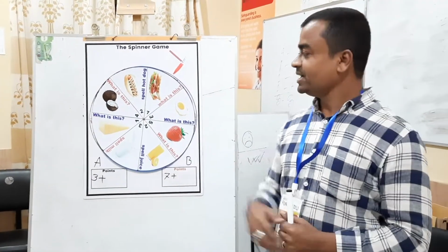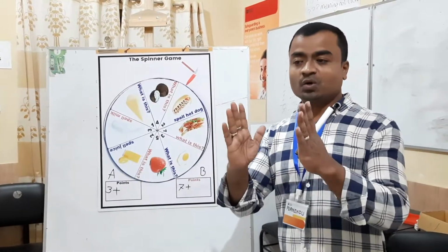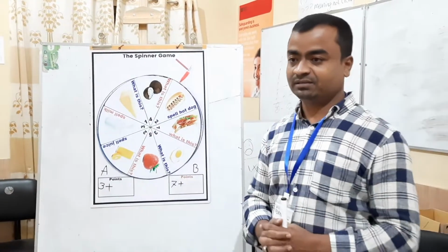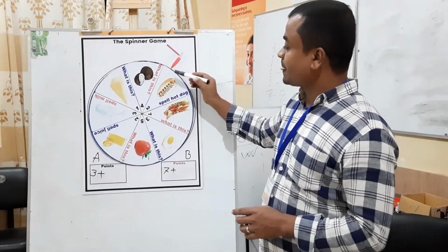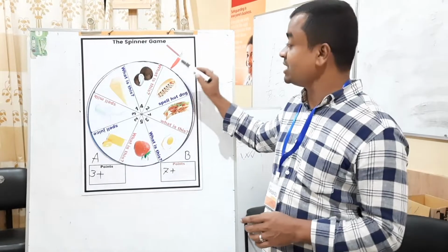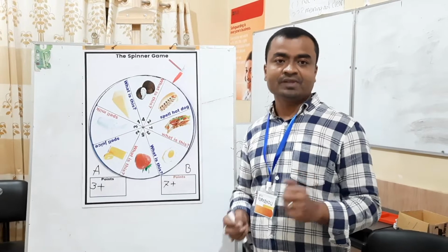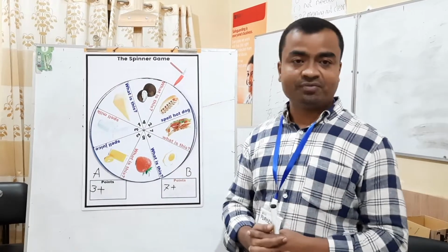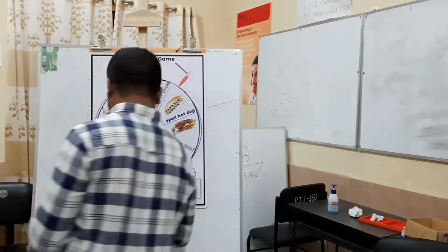Again the teacher spins the board and asks one of the members of group A, and by showing the picture, the teacher will ask, spell hot dog. The member of group A will give the answer and he will get point 2.